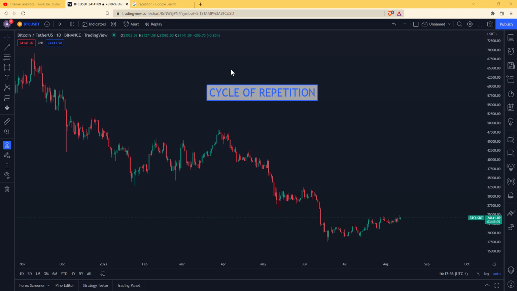So today we are going to talk about the most famous cycle from the YouTube platform of WD Gann, the cycle of repetition. Let's explore what this cycle of repetition is, how it works, why it is so famous, and also where we can find these cycles in the book Tunnel Thru the Air. This is going to be a pretty good video, so let's start.